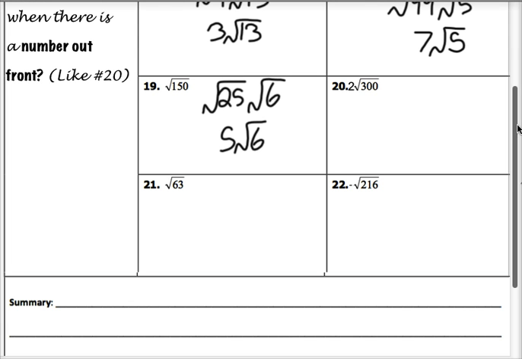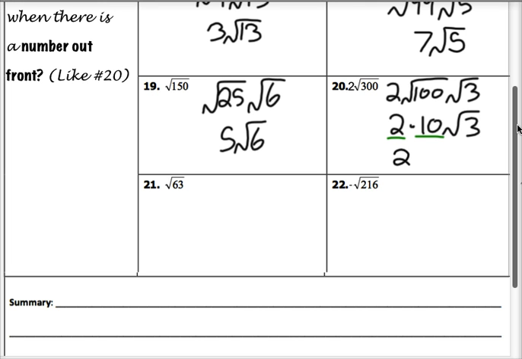All right, so number 20. Number 20 is a little special because I want you to notice this time there's a number out front. Now, what we do with the number out front is we kind of carry it through the problem. So 300 breaks down into 100 times 3. So we get 2 and 10 square roots of 3. So when you have that number out front, what really ends up happening is it ends up multiplying whatever you pull out. So 2 times 10 gives me 20. So all it really does is carry through the problem and multiply that number that you're able to pull out.